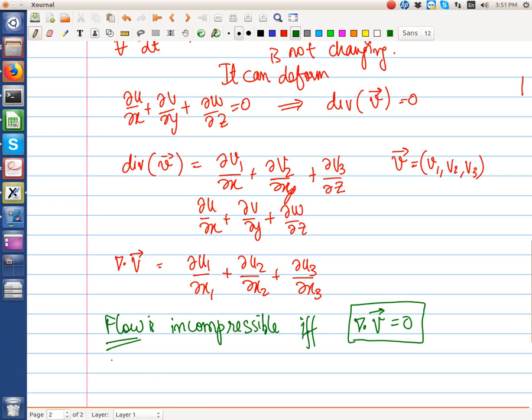So this is different from a fluid being incompressible. If a fluid is incompressible, it means the density does not change with increase in pressure. Okay, so this is a very subtle point.